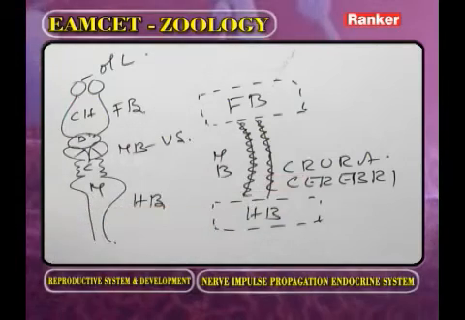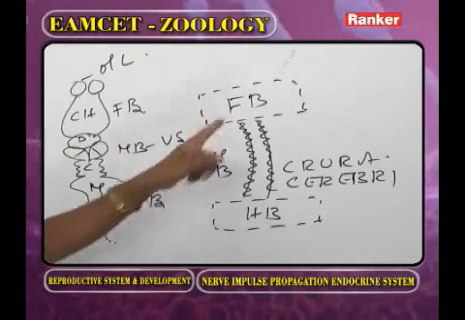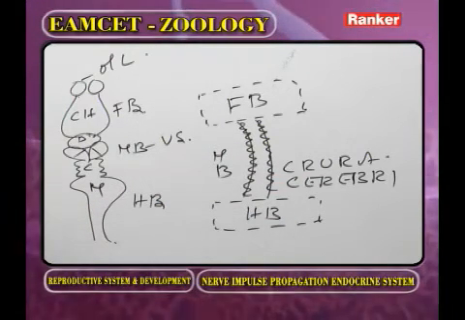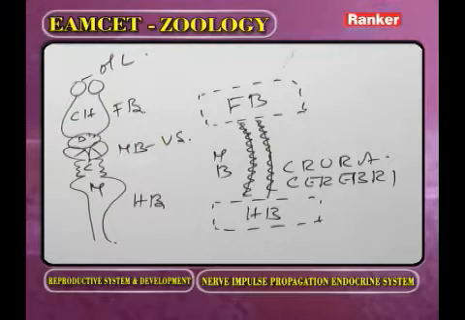How many crura cerebri? Only two. What type of nerve tracts are they? Longitudinally arranged. Now we go for the next question.